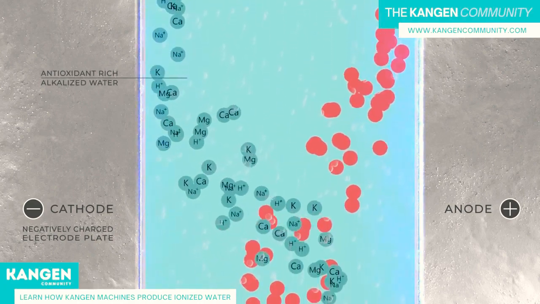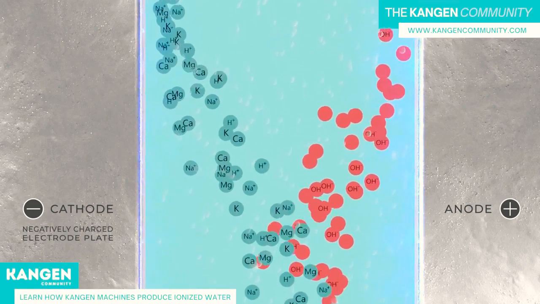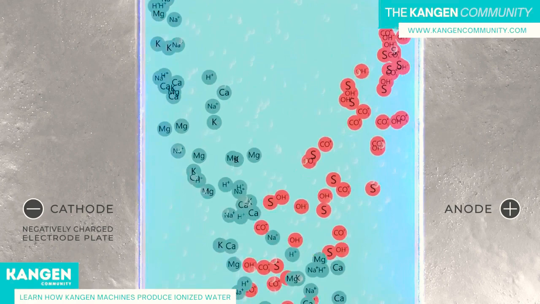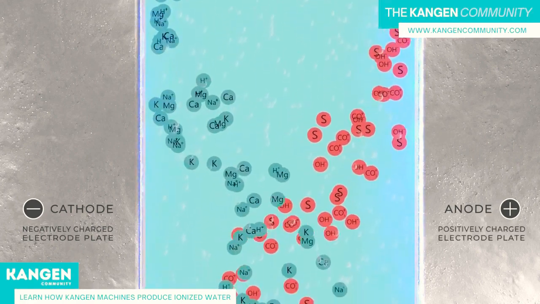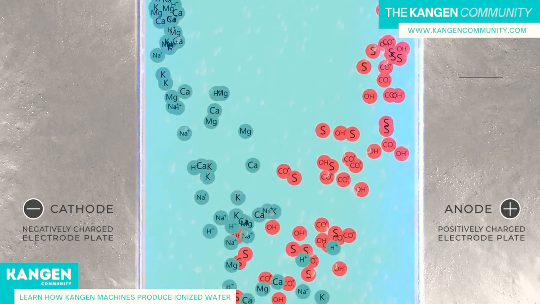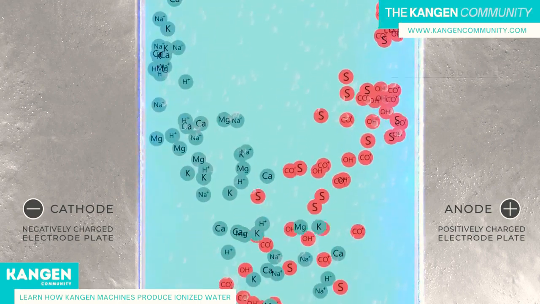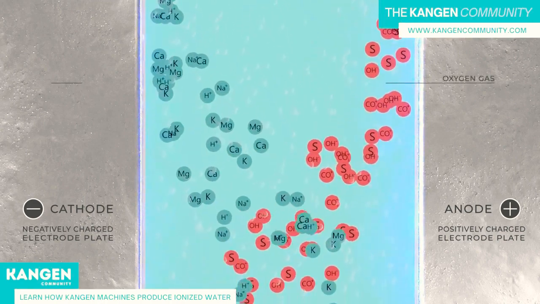while the negatively charged hydroxide ions, OH negative, and negatively charged minerals in the water such as carbonate and sulfate are drawn toward the positively charged electrode plates, the anode, producing acidic water and molecular oxygen. Essentially, at the anode, water is oxidized to oxygen gas and hydrogen ions.